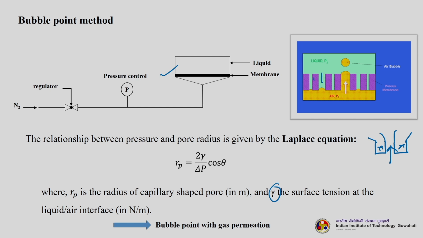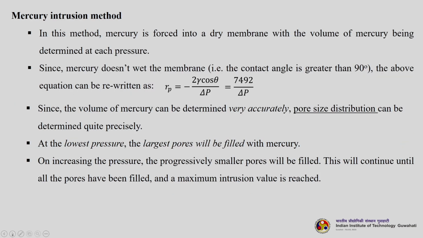So, a little modification of this method is bubble point with gas permeation, in which first you measure the flux using the dry membrane, then wet the membrane, and again see how the gas is diffusing inside the pores of the membrane and displacing the liquid. So, another one is the mercury intrusion method.